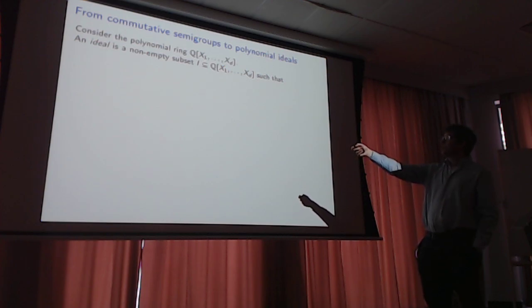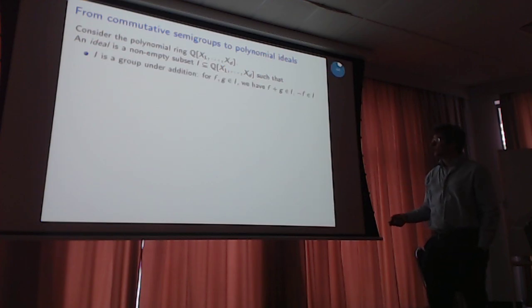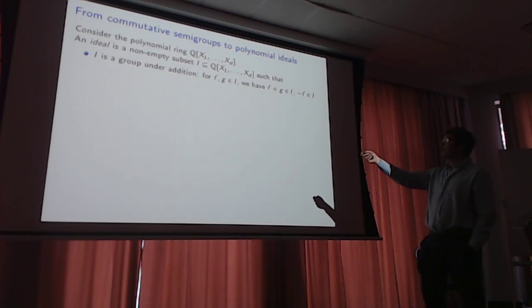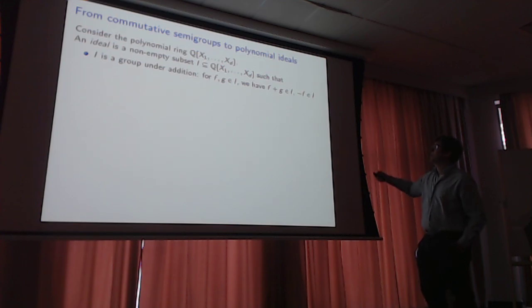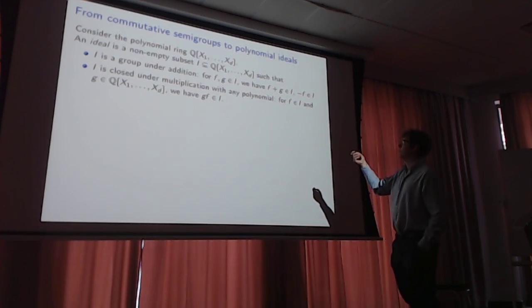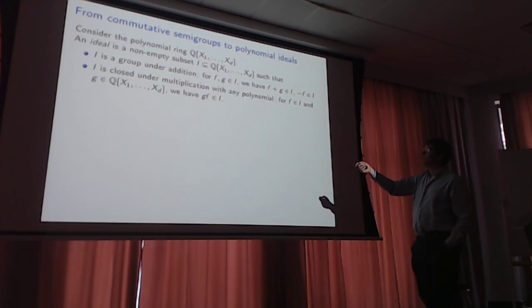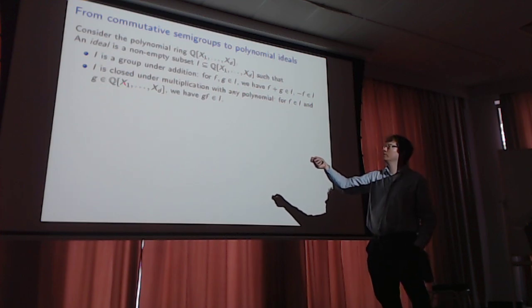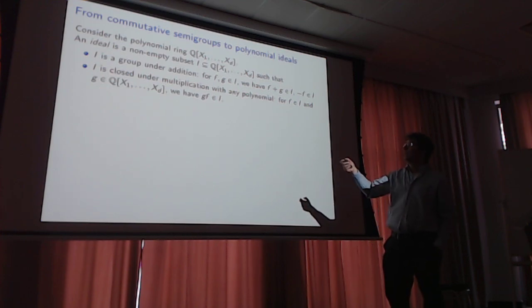So an ideal is a non-empty subset, so that on the one hand it's a group under addition. If you take two polynomials in the ideal, their sum is also in there, and the negation is always also in there. And it's closed under multiplication with any other polynomial. So if you take something in the ideal and multiply it by any other polynomial, you're still in the ideal.